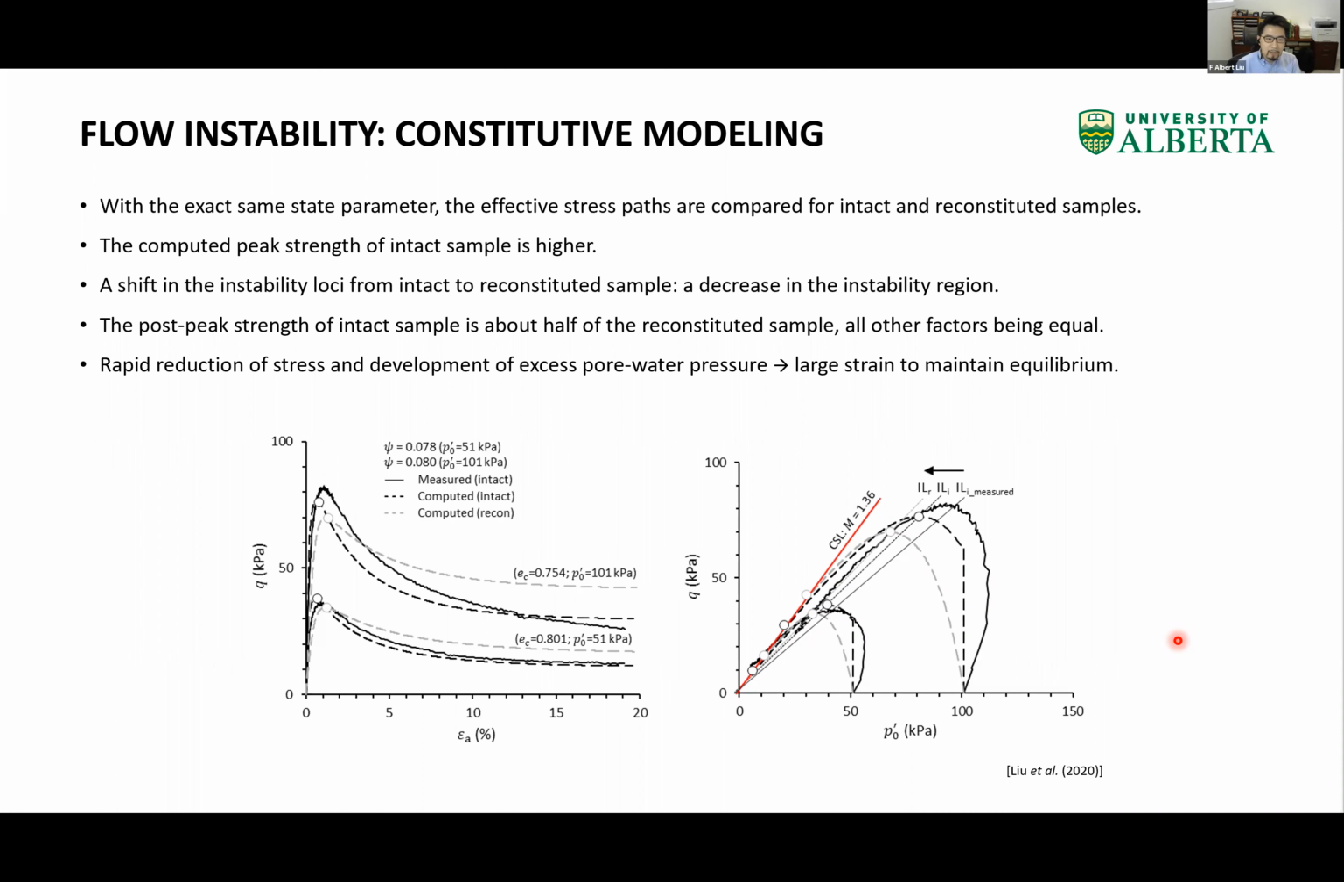So a quick recap: the laboratory results and the constitutive modeling tell us that the effect of structure can either facilitate or impede the onset of a flow instability of loess, depending on the state of the soil. And the structure of loess tends to facilitate the development of flow liquefaction or flow instability at a low stress level, with a post-peak strength of intact loess significantly lower than the reconstituted state.